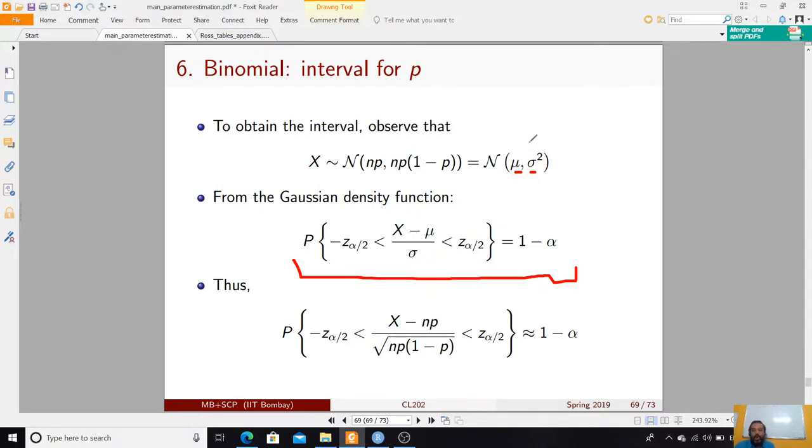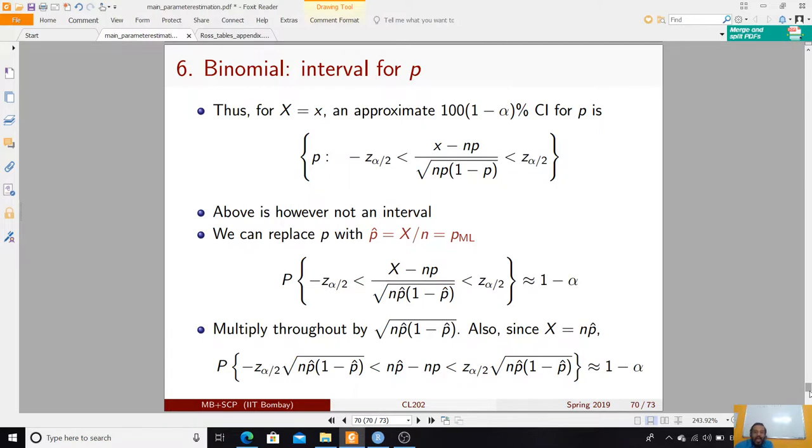So we know that you could always write a two-sided confidence interval with 100 into 1 minus alpha percent confidence. And so these are the two sides. You remember that this will be z of alpha by 2 by the definition of a quantile point, and because this was symmetric, this became equal to minus z of alpha by 2. Now that I can think of this in terms of a normal distribution, I know that mu is equal to np and the standard deviation is equal to the square root of np into 1 minus p, and that gives me this statement. So I do algebraic manipulations, and with that I should be able to write it in this particular fashion.